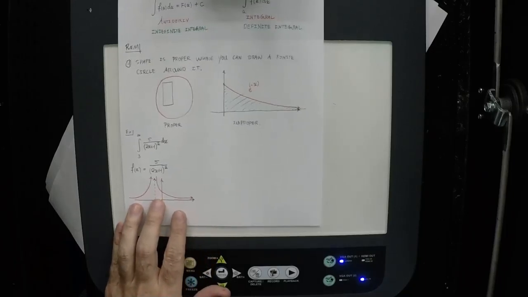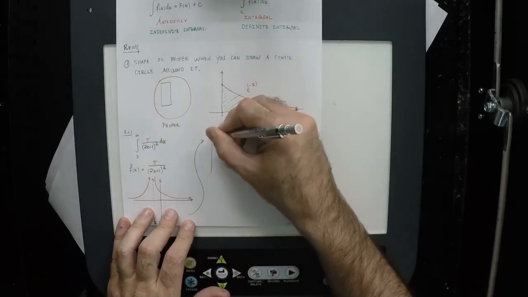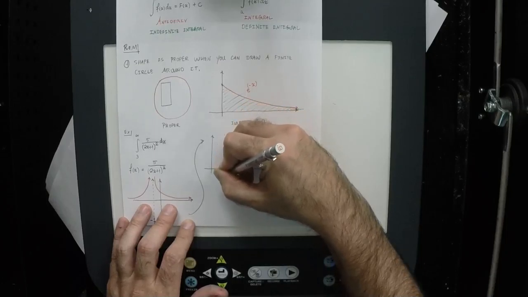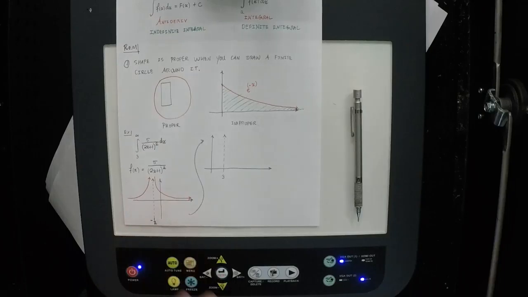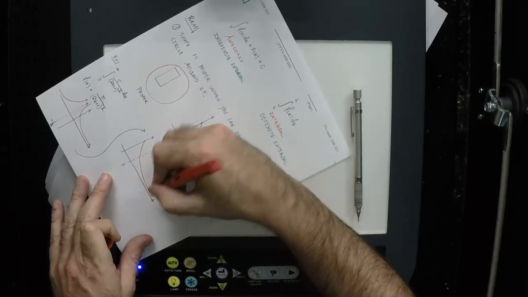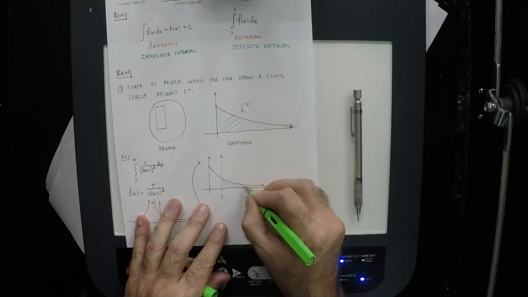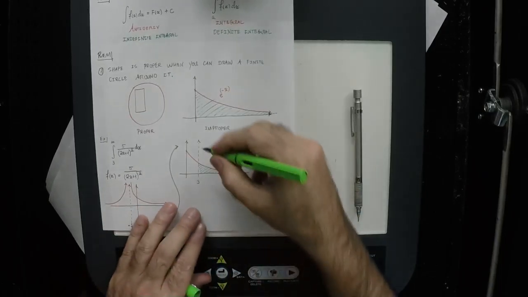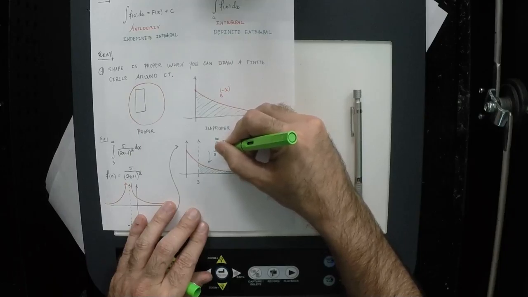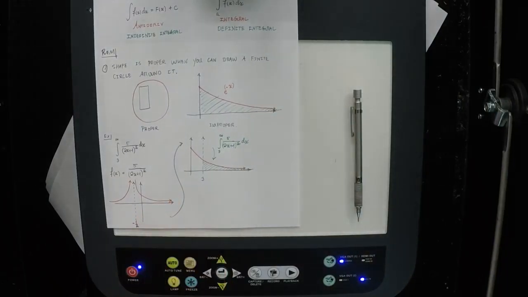Very good. We're only interested from 3 to infinity, so I'll just draw the right-hand side now. Interested in the area from 3 to infinity. So that is to say, that is the integral from 3 to infinity of 5 over (2x plus 1) squared dx. Now what's the problem with that?